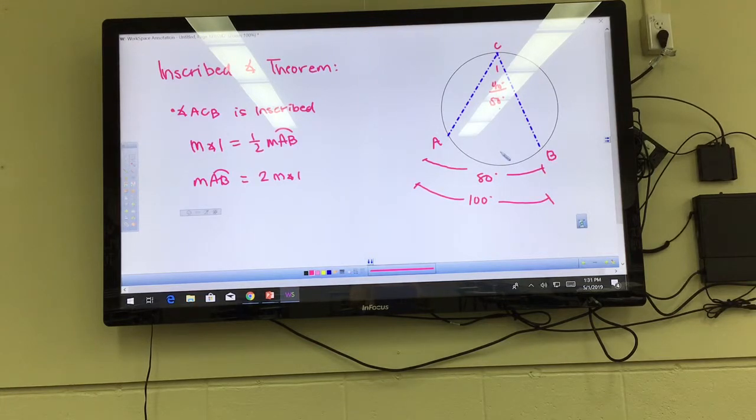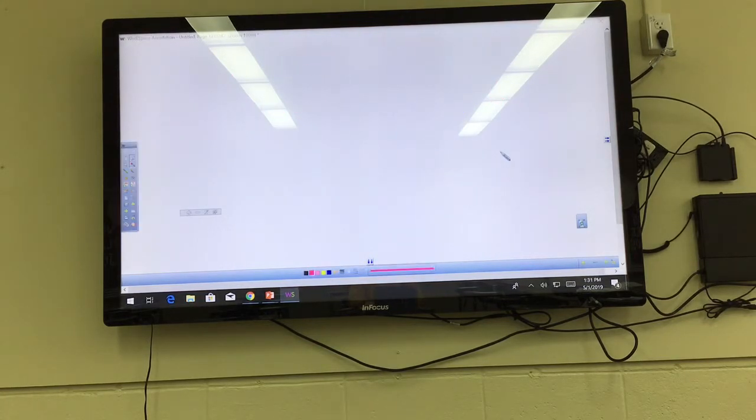Let's look at some examples of inscribed angles. We have a circle, and then we have the inscribed angle MPN. And we also have the inscribed angle PNO.